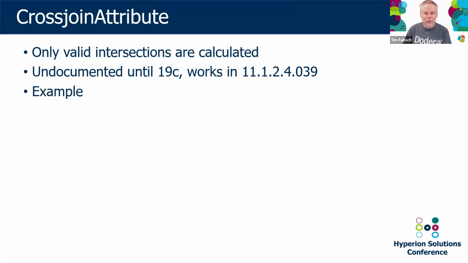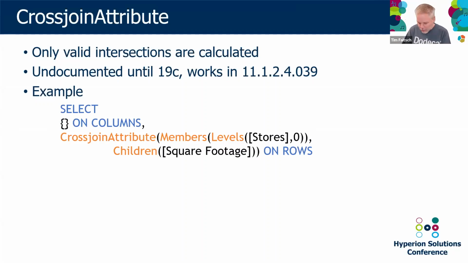So let me give you an example. I talked about this a little bit, but I've got my CrossJoinAttribute function, and I'm just going to give it members of level zero stores. So all the stores, I want all the level zero stores. And I'm going to join that with the children of square footage, which is an attribute, or it's a roll-up in my attribute dimension. And one thing I want to point out here, I'm getting all excited about this cross join: in my set for columns, I've got it empty. And you can do that in MDX. You don't have to specify a set, you can leave it empty. And so this is really going to act kind of like a metadata retrieve.